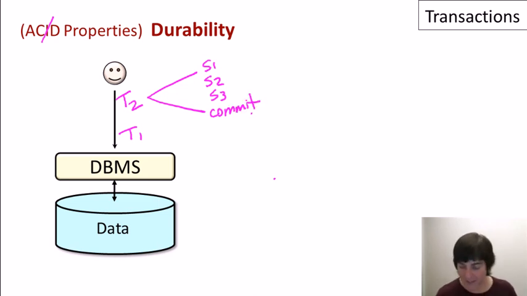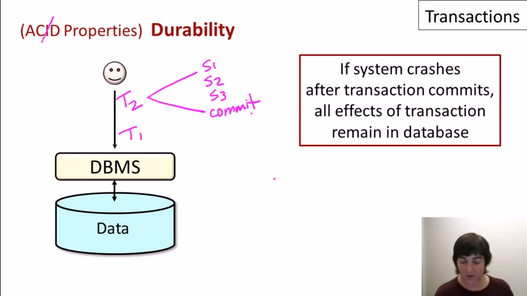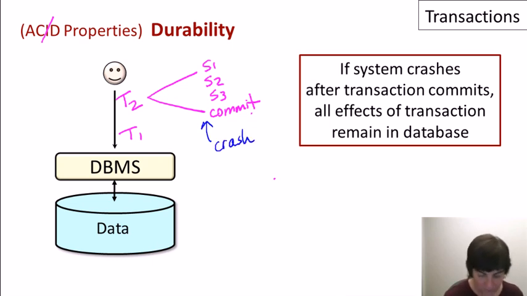So what durability guarantees for us is that if there is a system crash after a transaction commits, then all effects of that transaction will remain in the database. So specifically, if at a later point in time after this occurs, there's a failure for whatever reason, the client can rest assured that the effects of this transaction are in the database, and when the system comes back up, they will still be there.